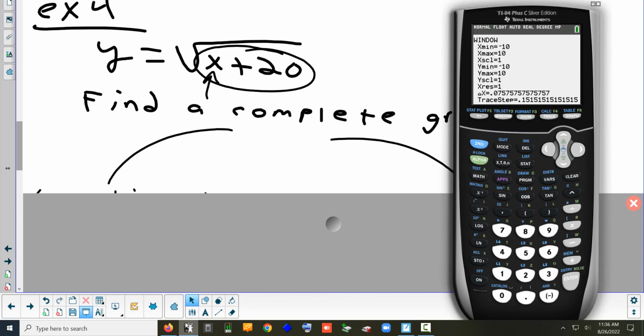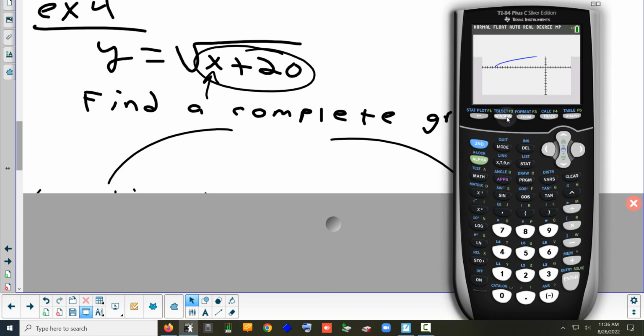So what I would do is, we know that the smallest x value is negative 20. I like to go a little extra. I shouldn't see anything in that extra because it would be imaginary. But let's just put x min at negative 25 and hit graph now. Perfect. Essentially, what you're looking for when you graph a square root is half of a parabola on its side. The other half of the parabola would be down here, but we don't see that one.